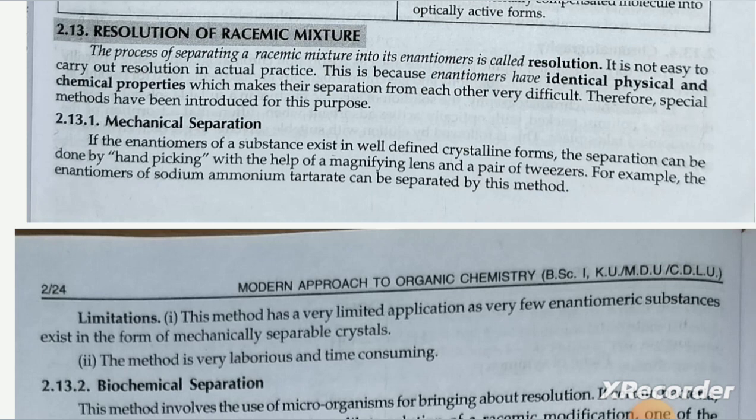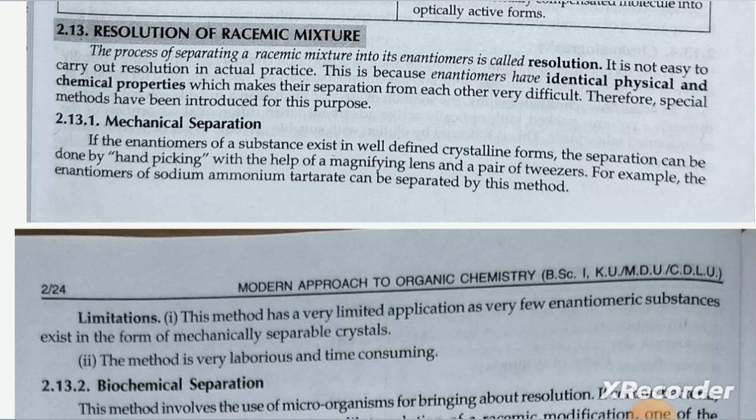Resolution of racemic mixture. The process of separating a racemic mixture into its enantiomers is called resolution. It is not easy to carry out resolution in actual practice. This is because enantiomers have identical physical and chemical properties, which makes their separation from each other very difficult. Therefore, special methods have been introduced for this purpose.